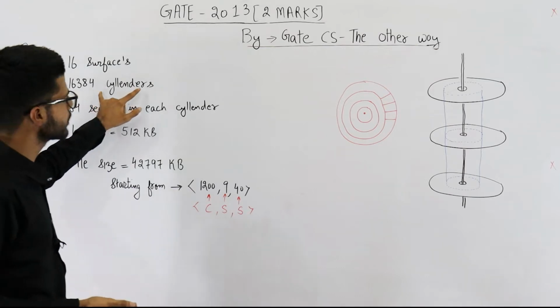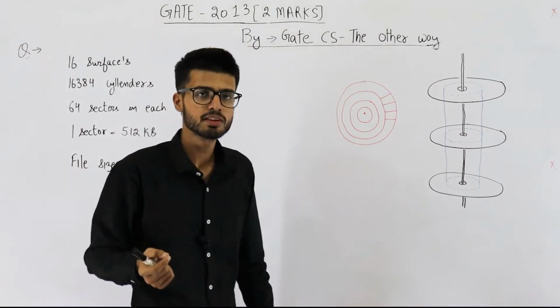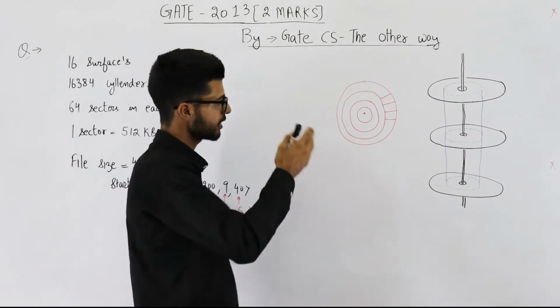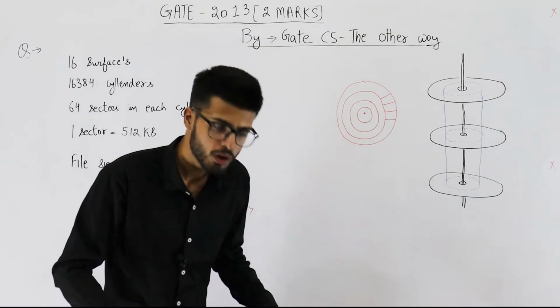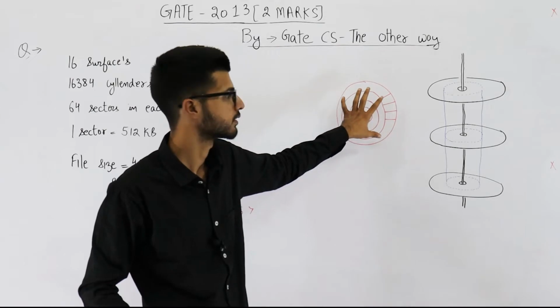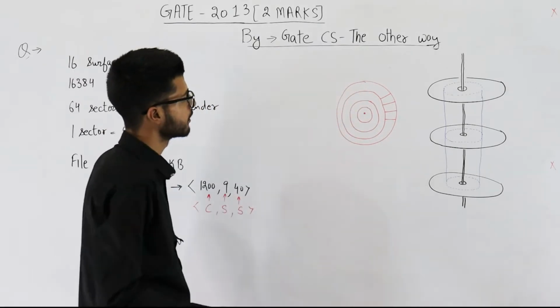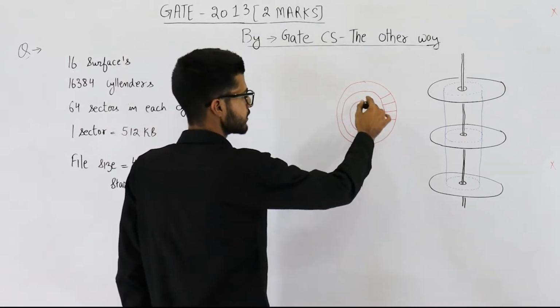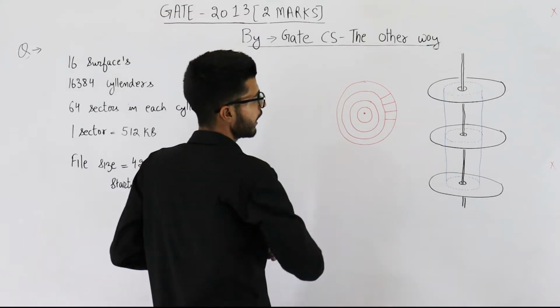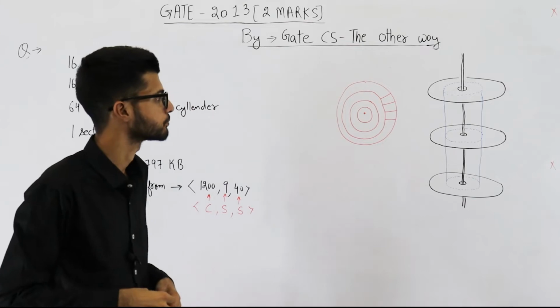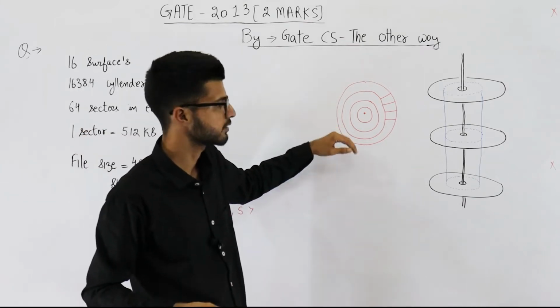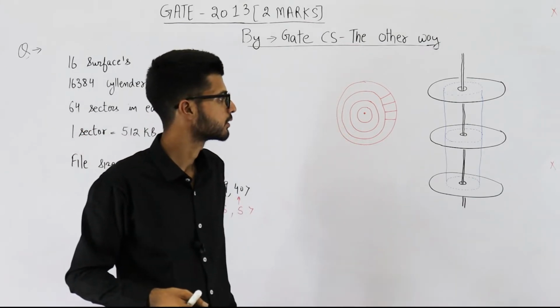Now, what is the meaning of a cylinder? You see, one platter has a lot of tracks. For example, this is the top view of a platter. If you look on a platter like this, you'll see something like this. There are multiple concentric tracks. And we have sectors. There are multiple sectors on a track. So first of all, we have tracks. Then in tracks, there are sectors.